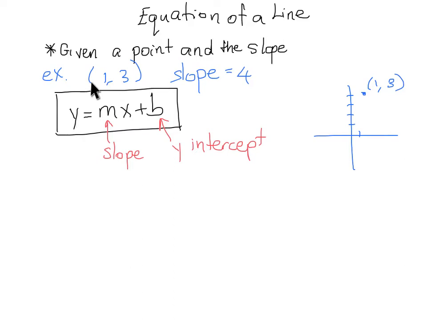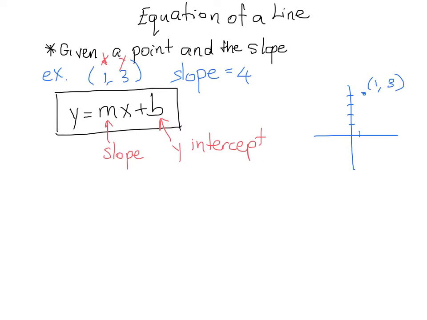So for example, we have one example of one point on the line, and that's (1, 3). But there are infinitely many points on our line. This is just one example of one x and one y that can be on our line. So let's write that down. Now we need to figure out what b is, the y-intercept, in order to figure out the equation of our line.